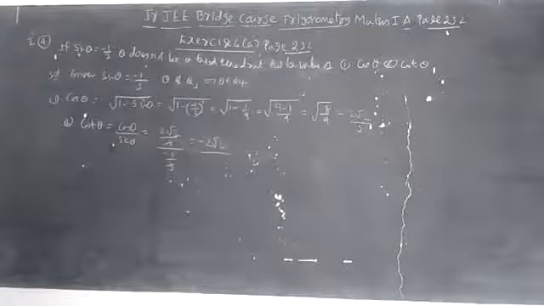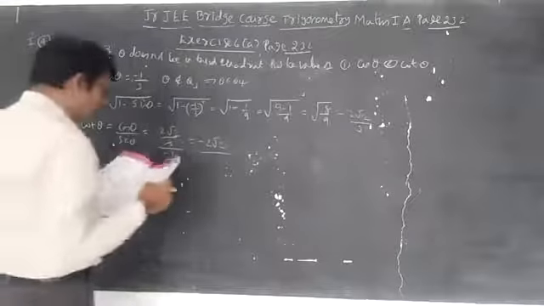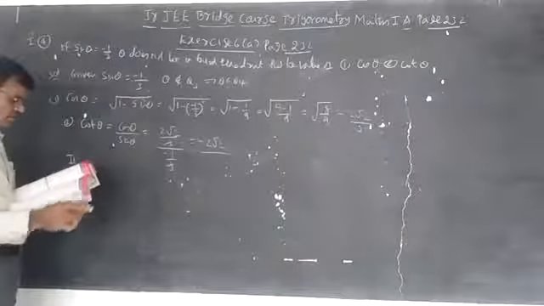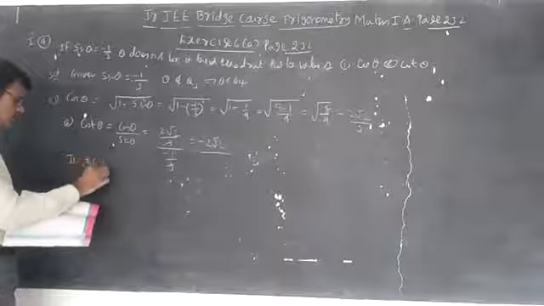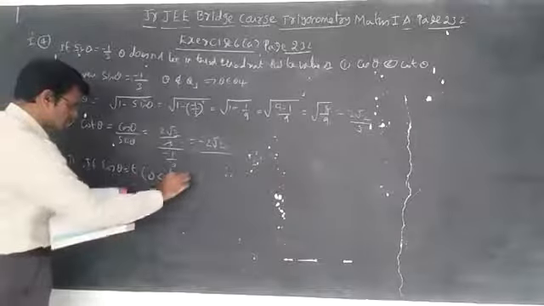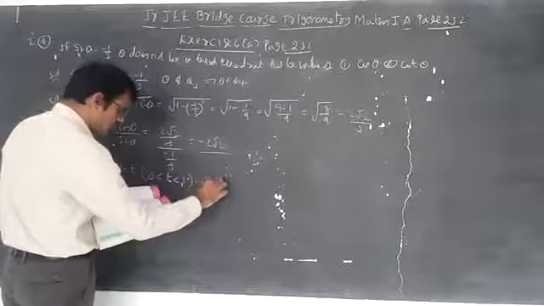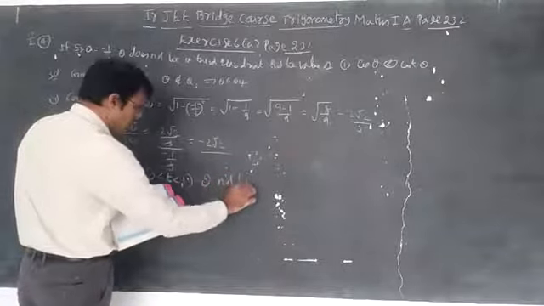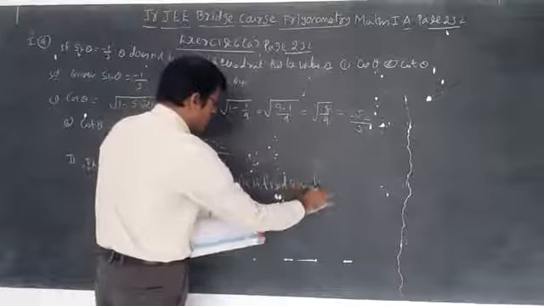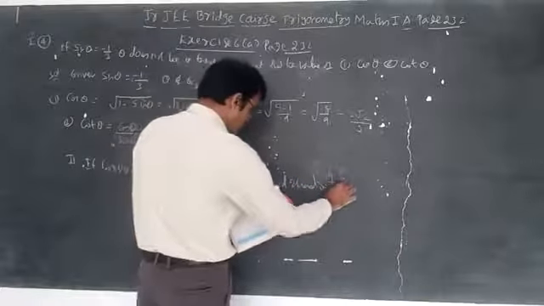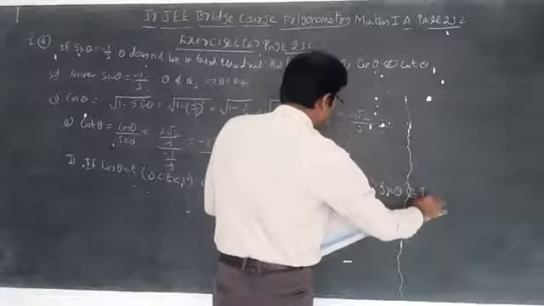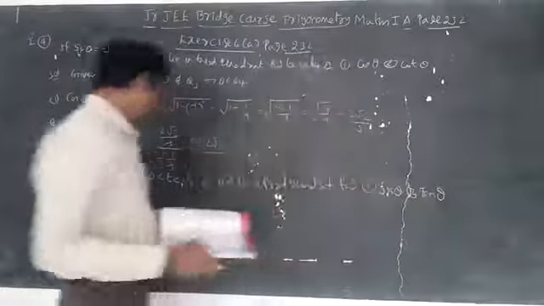Now a simple question is there. Fourth one, second question. If cos theta is equal to t, in brackets 0 less than t less than 1, theta does not lie in the first quadrant. Find the first one, sin theta, and the next one, tan theta. Sin theta and tan theta.